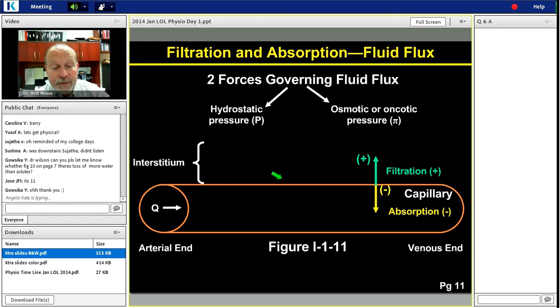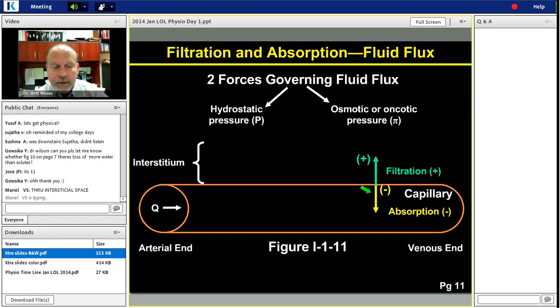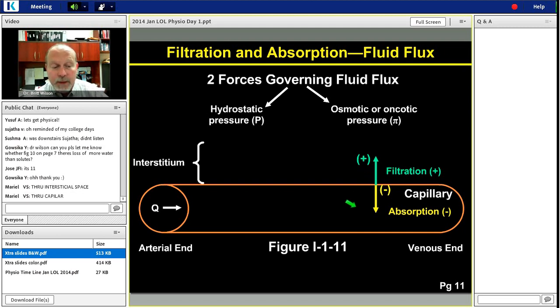All right, we have to have definitions here. In green, we're going to put a plus. This will be filtration. Filtration means fluid coming out of the capillary to the interstitium. Absorption, we're going to bring in yellow. We'll put a negative. You'll see why. Absorption means water movement from the interstitium back into the capillary.